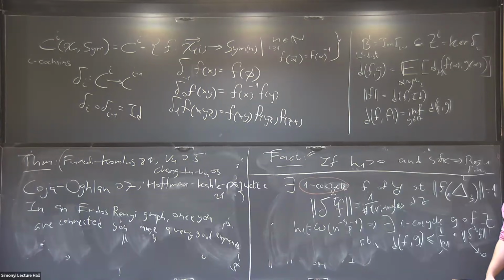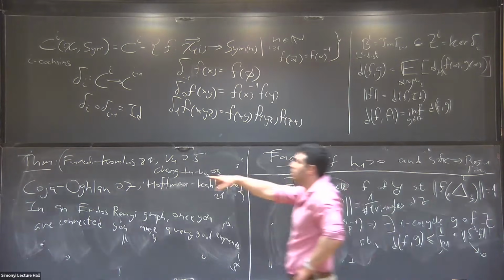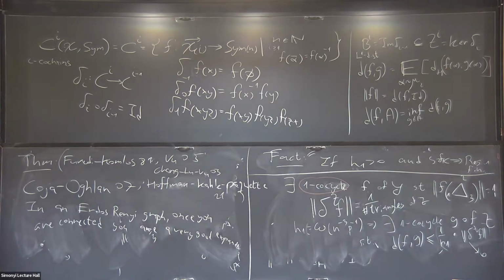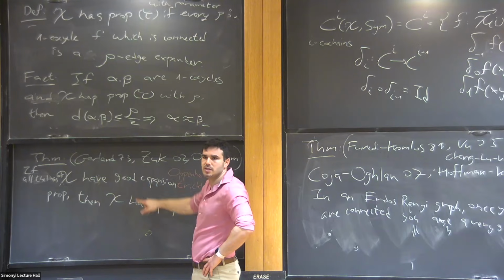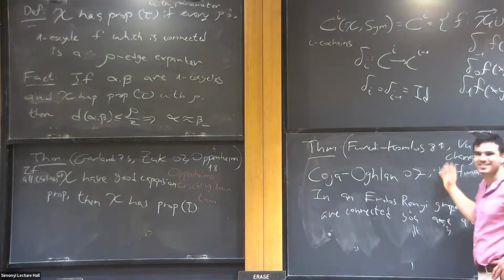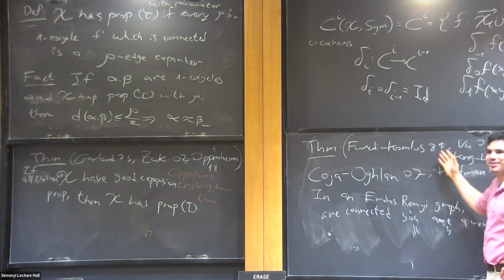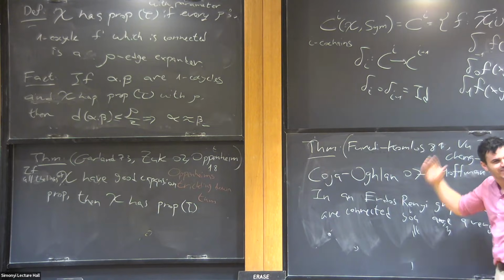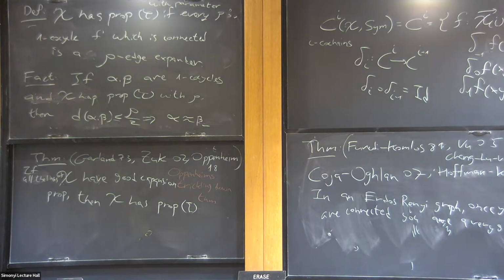Can you see again why it has property tau? Because of the Garland method. Garland's method says that if the links are very good expanders, then you have property tau. And you said that this is trivial in my parameter range, so I don't even want to say anything. This is just trivial for all of us.